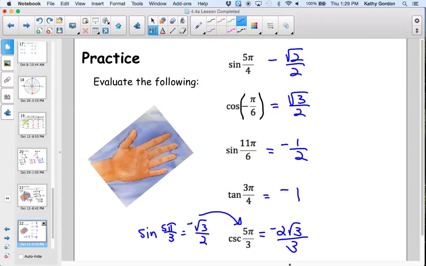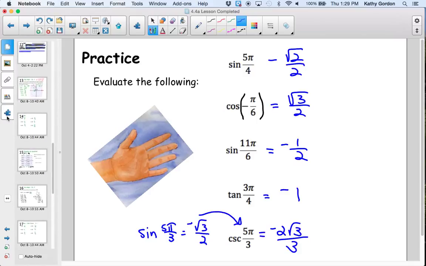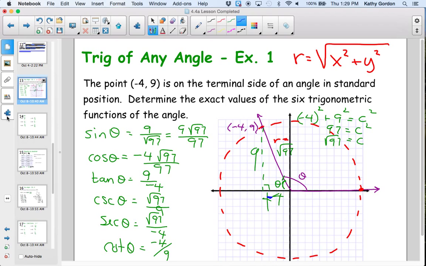Say your question again. Why can the reference angle be used to find the other? Why is it the same? I kind of wanted to keep that to one level. Okay, so here's why we can use it.